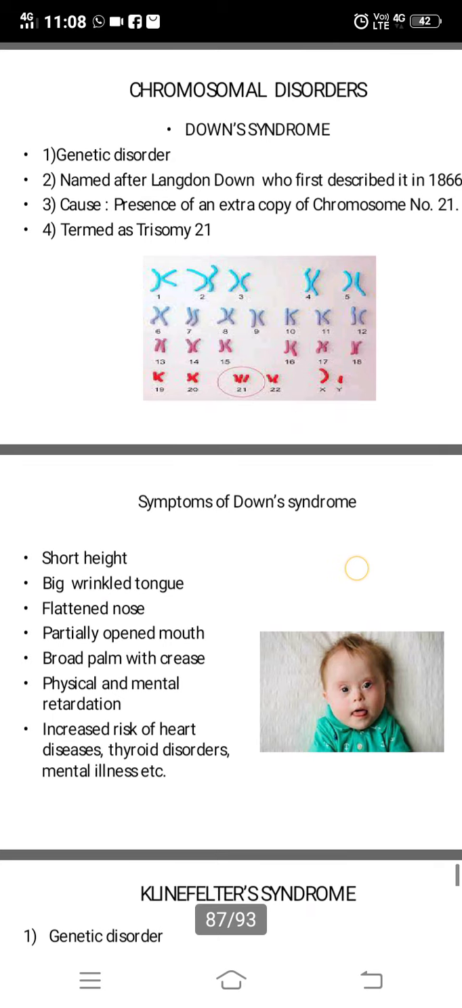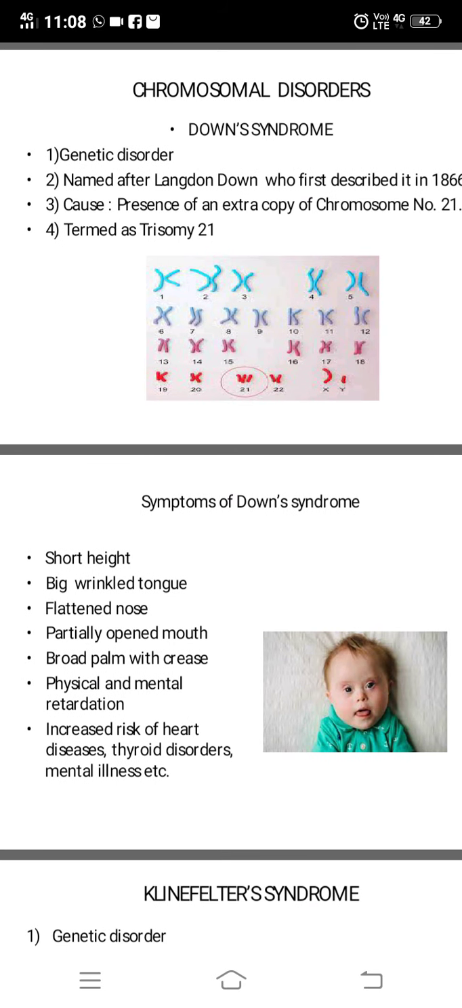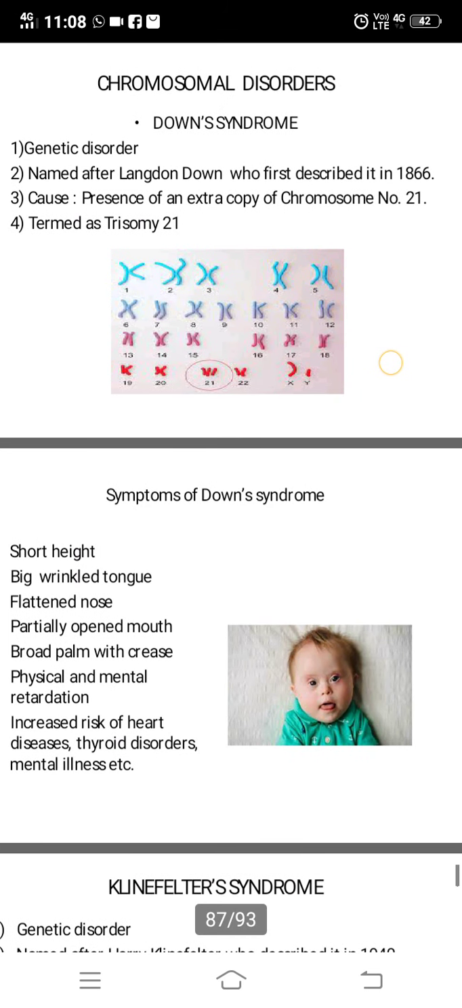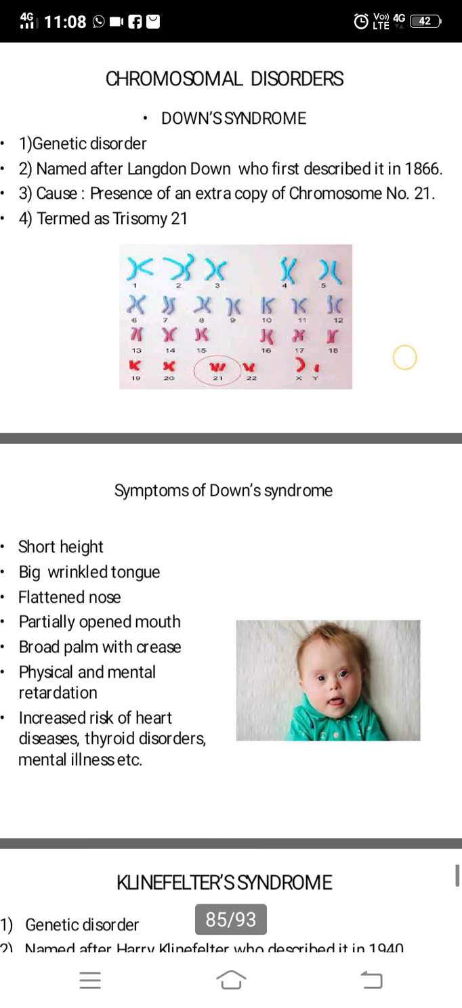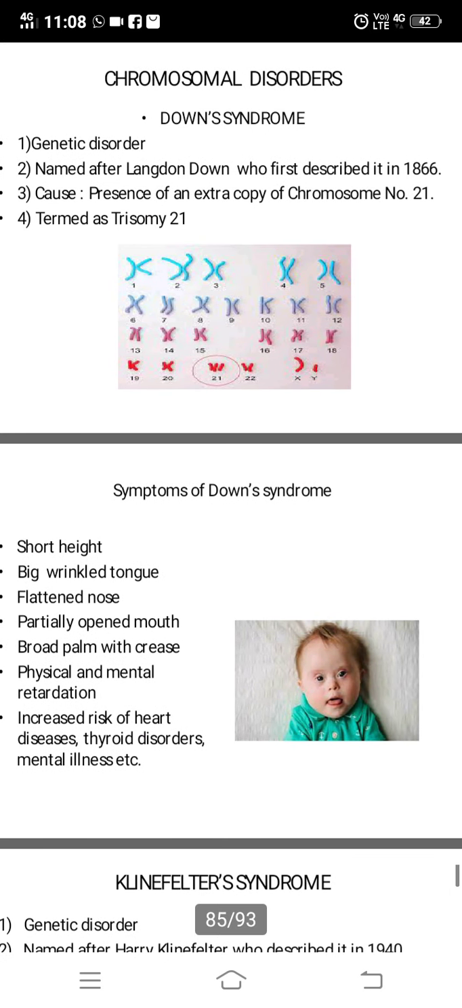Coming to chromosomal disorders, there is Down syndrome. Down syndrome is a genetic disorder. We were studying about Mendelian and chromosomal disorders. Chromosomal disorder means there is some problem in the chromosome. It is named after Langdon Down, who first described it in 1866. Its cause is the presence of an extra copy of chromosome number 21.